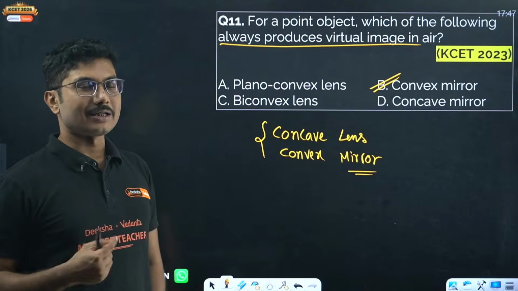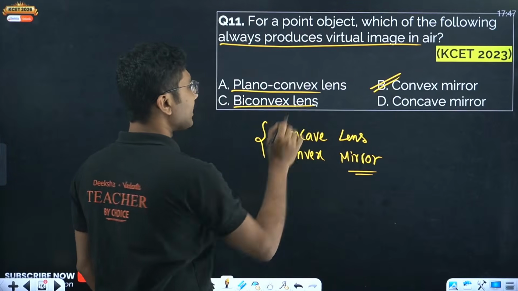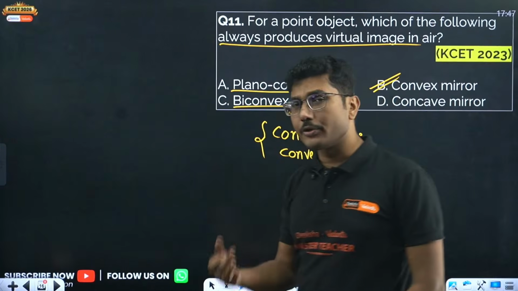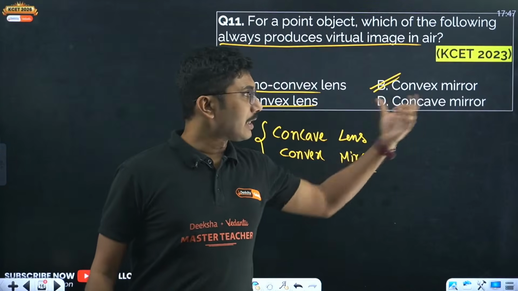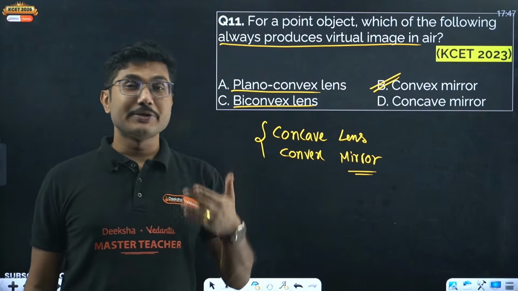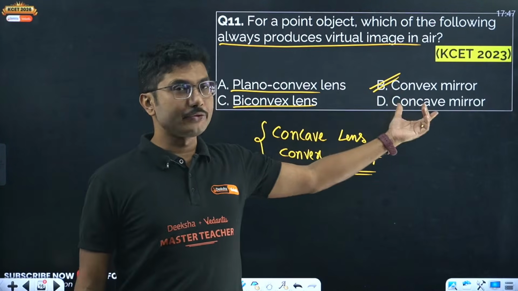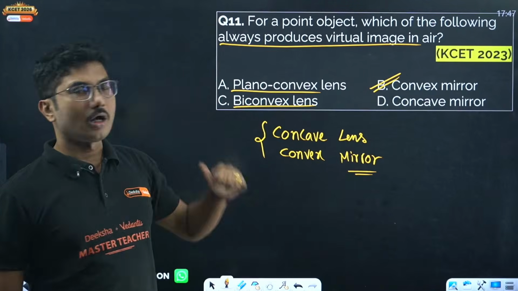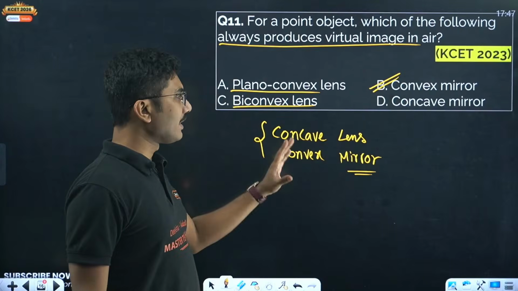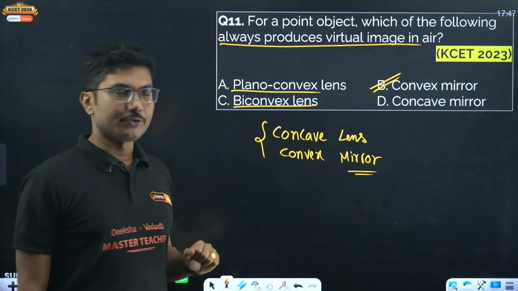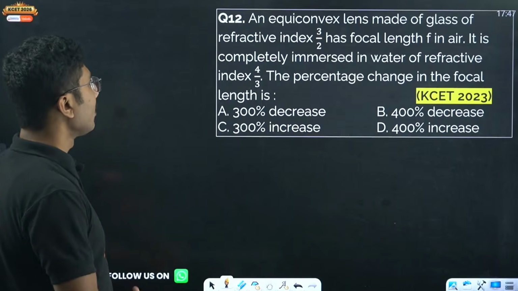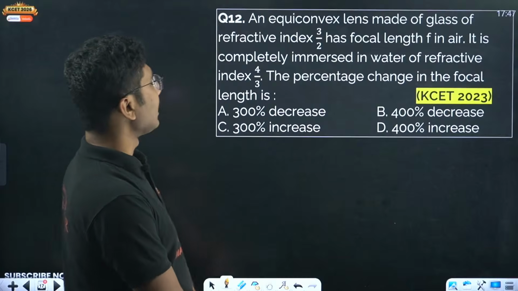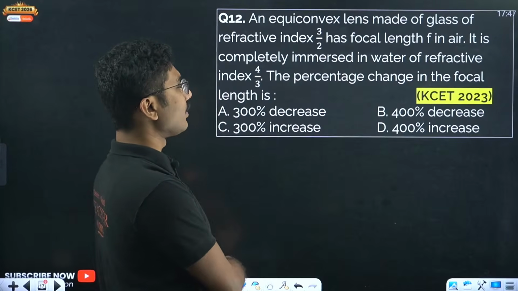Okay, not convex lens. Convex lens, plano-convex or biconvex, there will be cases where it will produce virtual images, but it will also produce real images as well. For example, concave mirror: if the object distance is more than the focal length, it will always produce real images. If the distance is less than the focal length, it will produce a virtual image. Same goes for convex lens as well. Okay, only concave lens and convex mirror produce virtual images, and always virtual images.